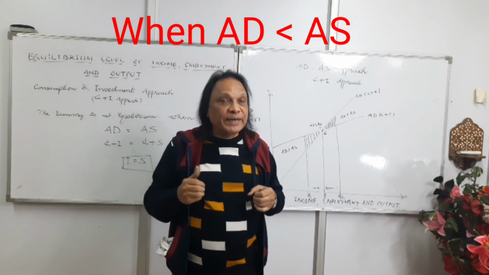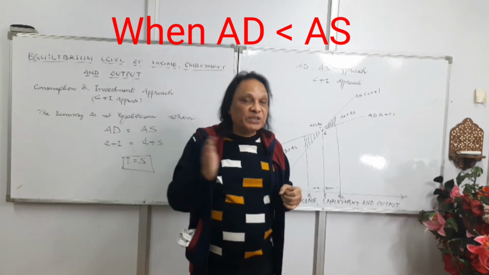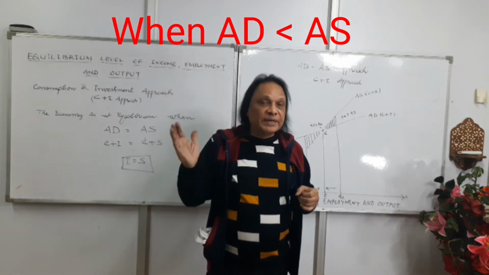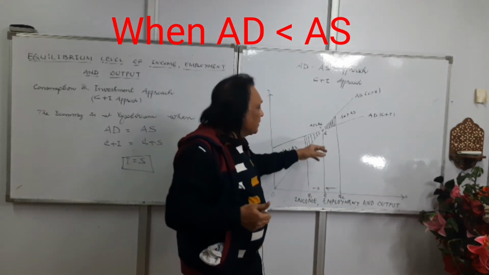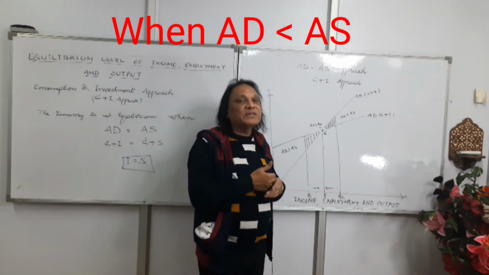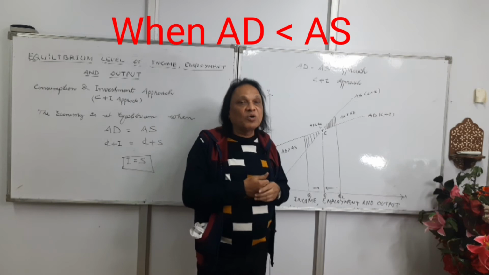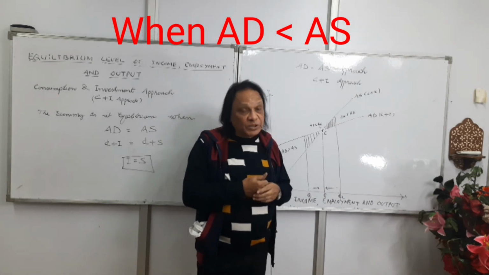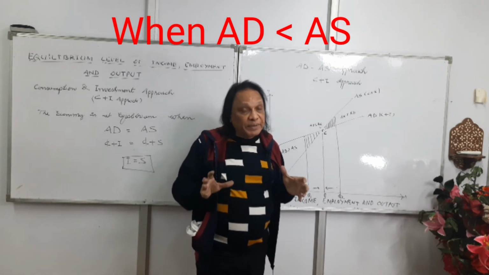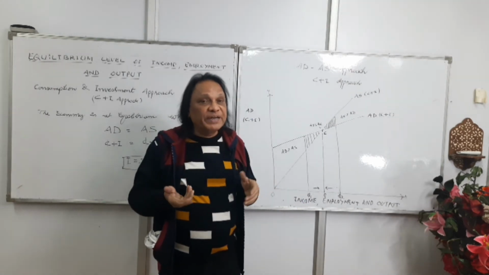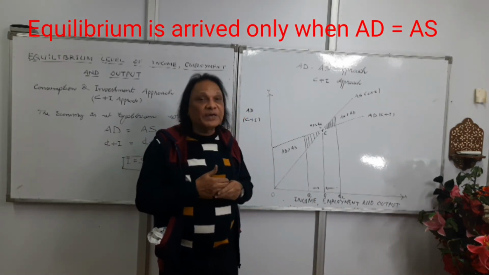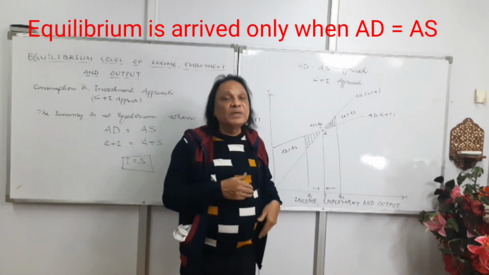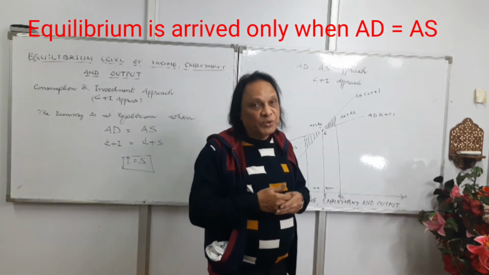As a result, what happens? The producers will stop production, output will fall, income level will fall, employment level will fall, again till the point AD becomes equal to AS at the equilibrium level of income, employment and output at point E. Hence, we conclude that the economy can be at equilibrium only when AD is equal to AS. That is the point here at OQ. There cannot be any other equilibrium level of income, employment and output.